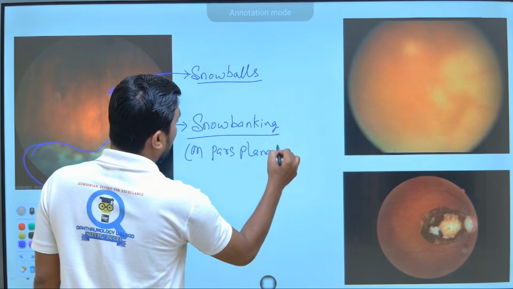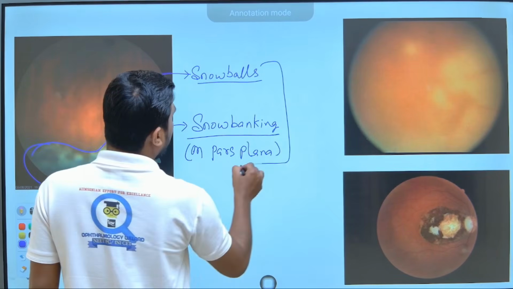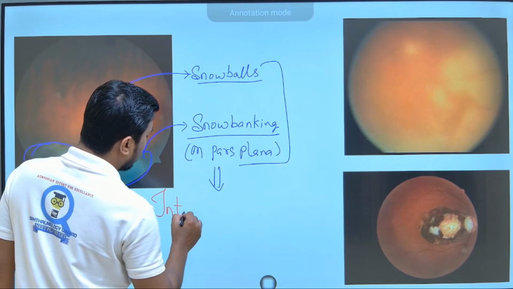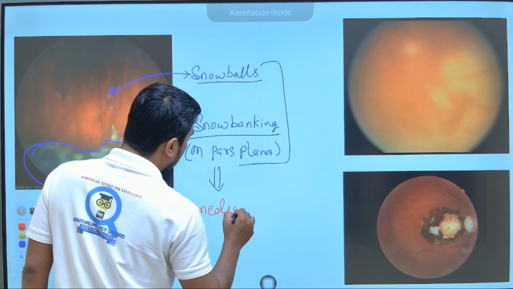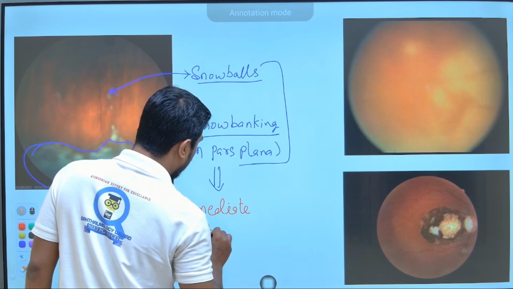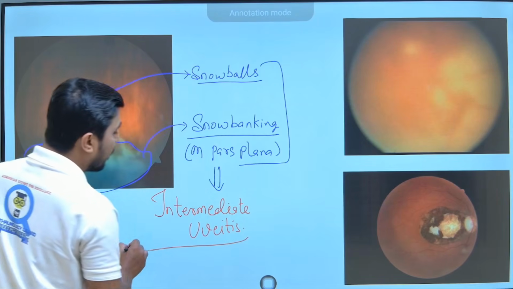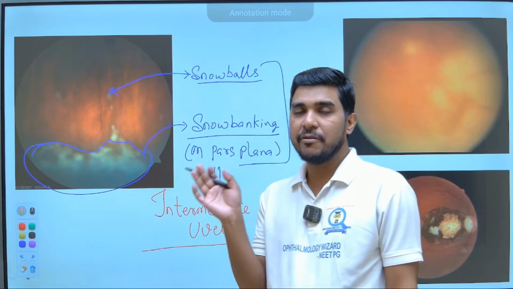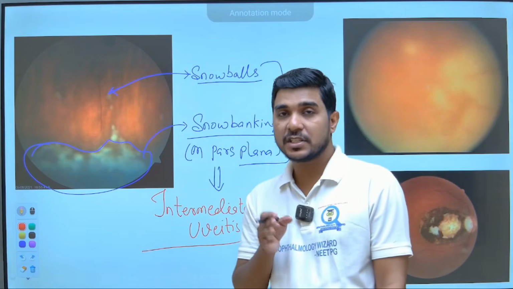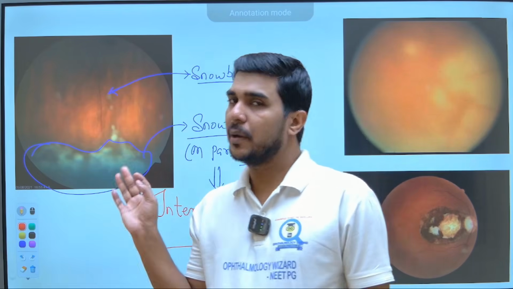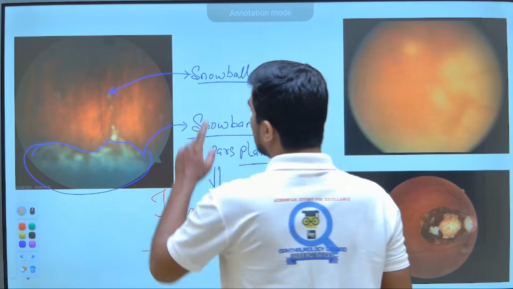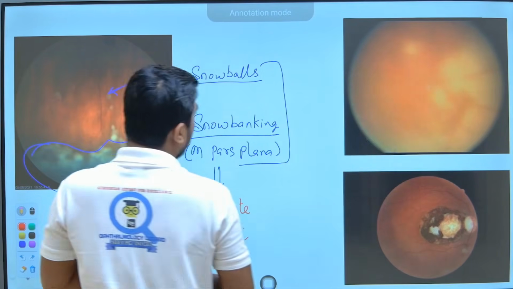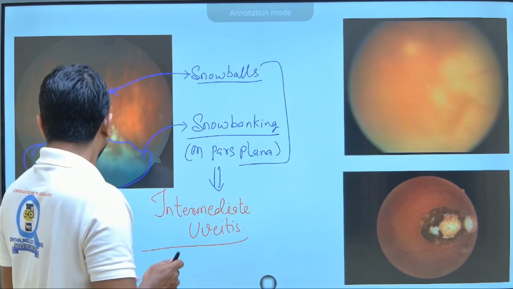So these things are seen in which condition? These things are seen in intermediate uveitis. If the pars plana of the ciliary body or the vitreous is involved, everything in front of the retina, that is vitreous and pars plana of the ciliary body, if inflamed, then it is called intermediate uveitis. Understood the point? So snowballs and snow banking on the pars plana are features of intermediate uveitis.